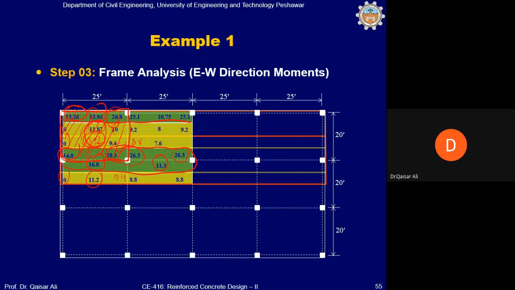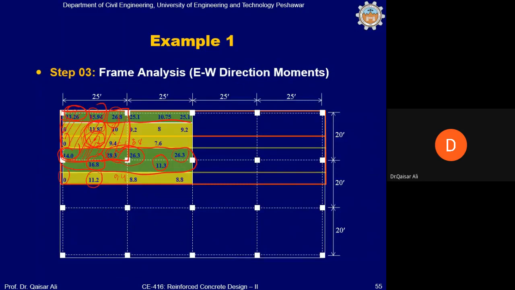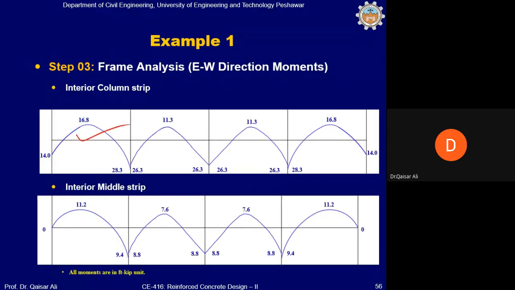So now we will start designing the slab along the east-west direction and north-south direction separately. First of all, we will design along the east-west, and then along the north-south direction. If you want to draw the bending moment diagram for this column strip, you know 14, 16.8, 28. So we can draw the values like this in the column strip.